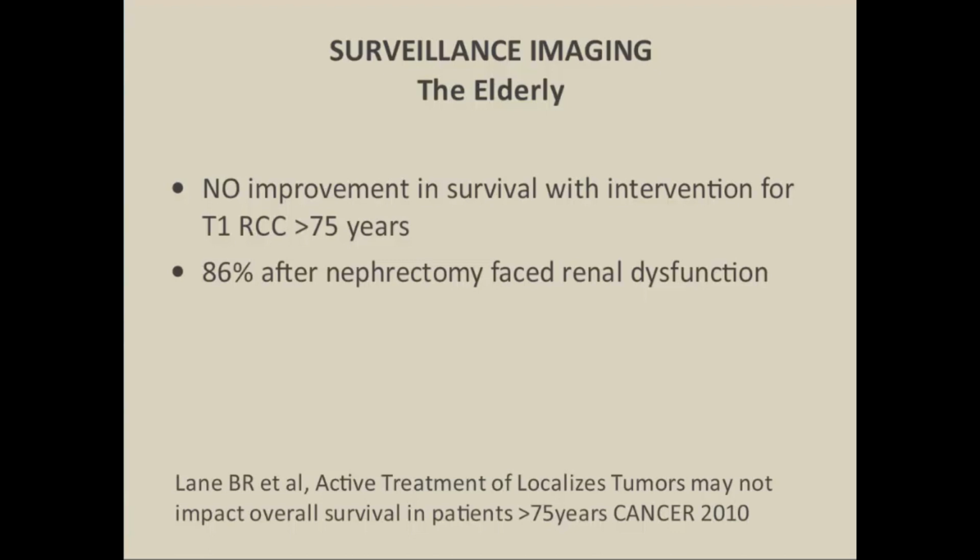But I can tell you that is not the practice. We have more 75-year-olds who insist they want everything done. We get 95-year-olds who insist they want everything done. So these are numbers you can utilize, but this paper actually says that treatment of localized tumors will not impact the overall survival of patients greater than 75 years, and that's in cancer. They also point out that 86% of these patients are going to have some decrease in their renal function because they're already so compromised. No matter what you do, you're going to compromise it more. But try to explain it to some of the geriatric patients.